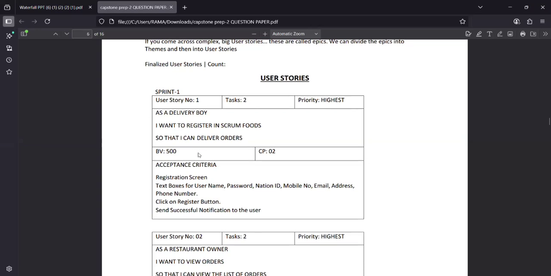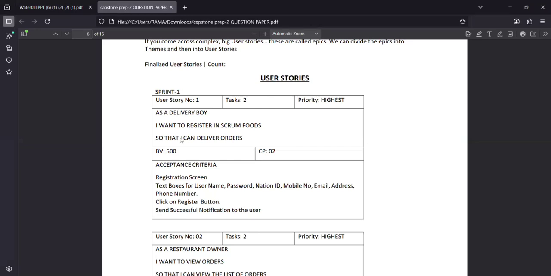Next, what are acceptance criteria? Acceptance criteria are the conditions that must be true for the user story to be considered complete. They act like a checklist for testers and developers.